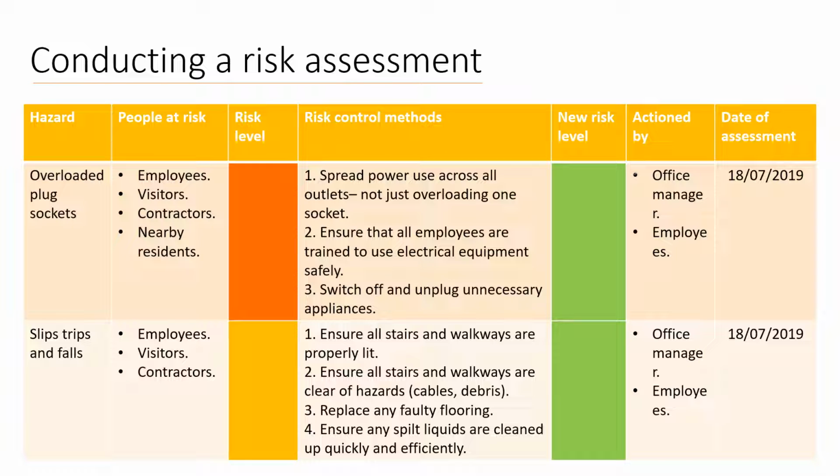Hazard: slips, trips and falls. People at risk: employees, visitors, contractors. Risk level: yellow. Risk control methods: 1. Ensure all stairs and walkways are properly lit. 2. Ensure all stairs and walkways are clear of hazards, cables, debris. 3. Replace any faulty flooring. 4. Ensure any spilt liquids are cleaned up quickly and efficiently. New risk level: green. Actioned by office manager, employees. Date of assessment: 18th of July 2019.